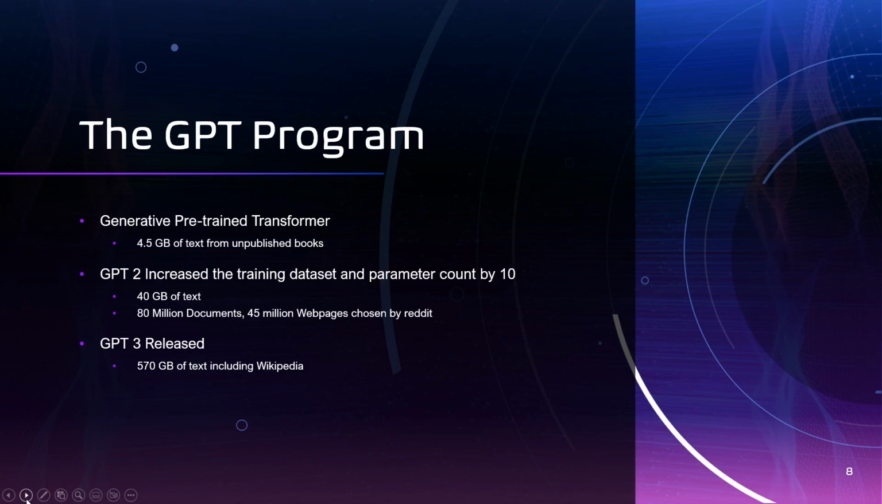So GPT-2 was introduced, and that already introduced a massive bump up from GPT-1. It was trained on 40 gigabytes of text. When you consider that's just plain text, that's a lot of data being fed. And the training dataset and the parameter count were increased by 10 times. So GPT-2 was actually seeing use for a while. It was being used in very interesting experiments.